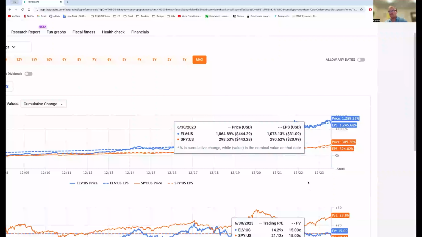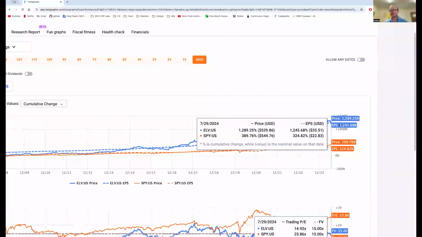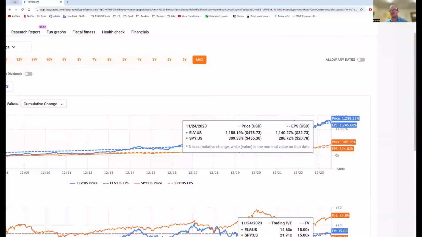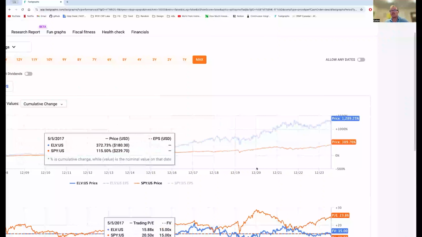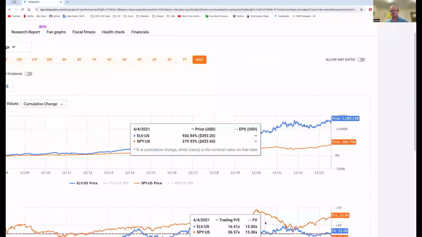Now, what we do is show the cumulative change of the SPY versus Elevance from an EPS standpoint and a price standpoint. So I can see, if I take these apart, that Elevance has significantly outperformed the SPY in terms of return, right?